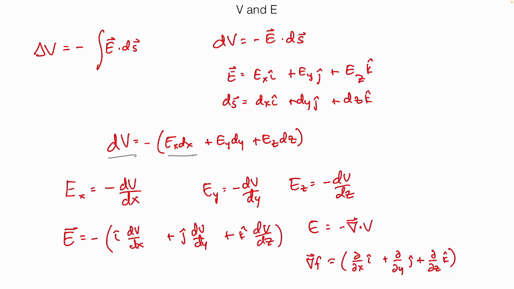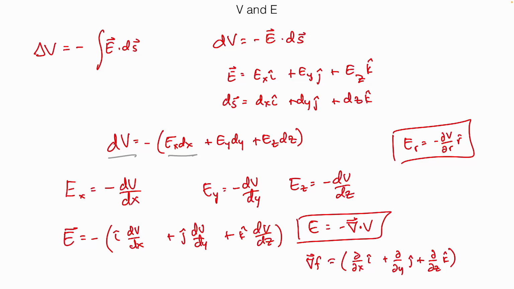Just a little bit of insight here. If we move outside of Cartesian coordinates and go to spherical coordinates, ER would be negative dV/dr in the r hat direction. We only do that. We don't do theta and phi in spherical coordinates because that one can get a little bit hairy. But if we know what our potential function is, we can find the electric field.